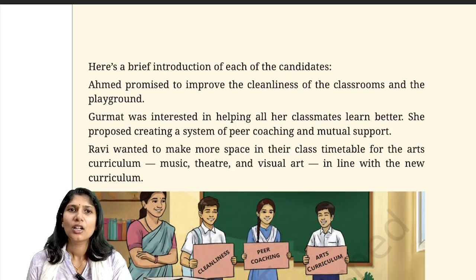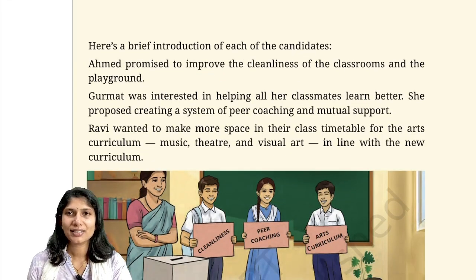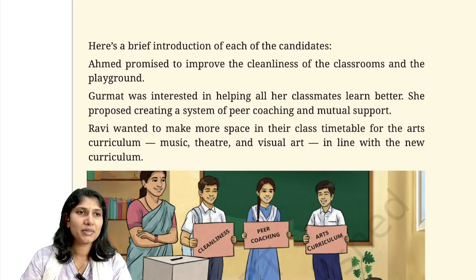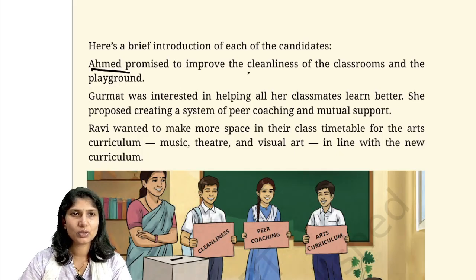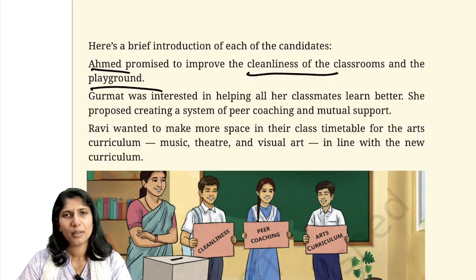Okay, now because you are going to election, you have to tell, in this case, if you become the class rep, what will you do for the students? So each student has given their viewpoints. What will they do once they come into power? In here, power means becoming a class representative. So Ahmed said that he will improve the cleanliness of classrooms and playground. So his is about cleanliness.